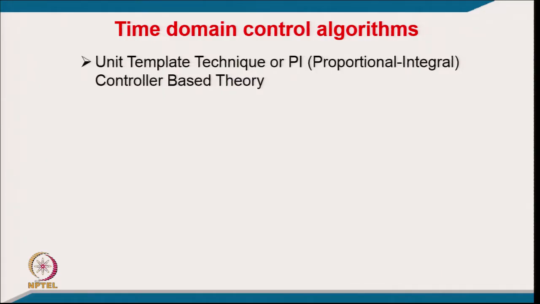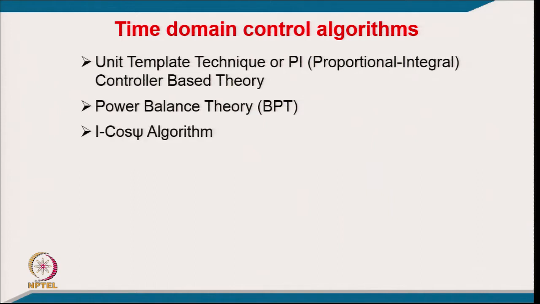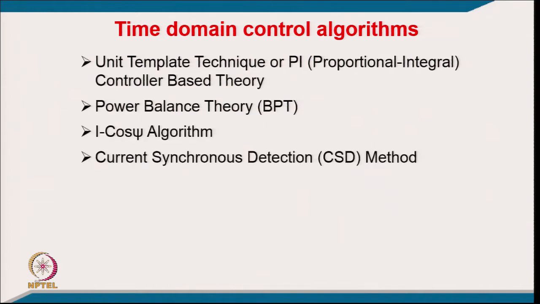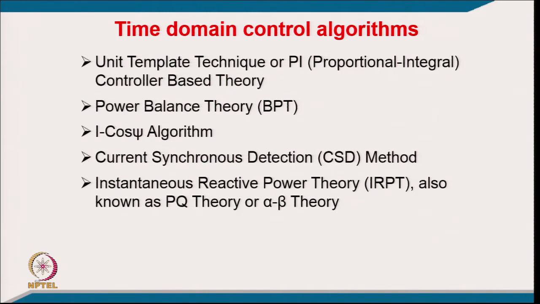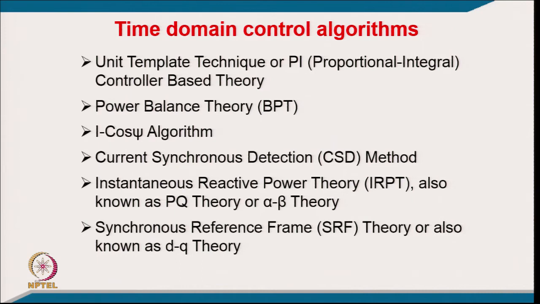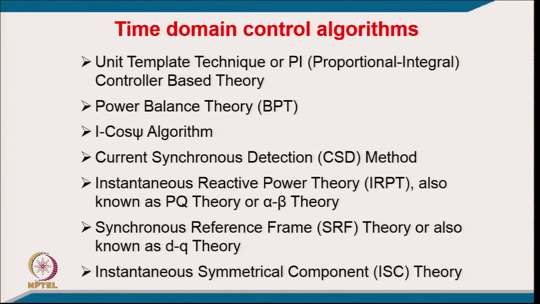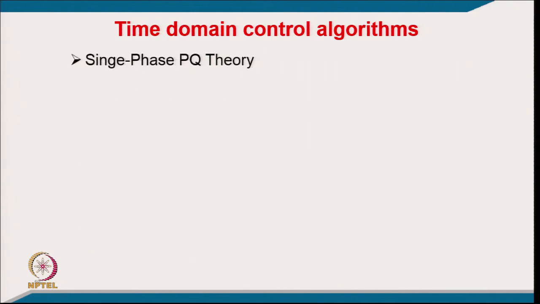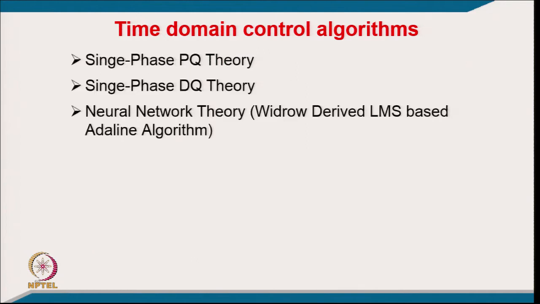The one category is time domain control algorithms, which consist of the unit template based algorithm or PI controller based algorithm, and another, power balance theory based control algorithm, then ICOS phi algorithm, current synchronous detection algorithm, and instantaneous reactive power theory, also known as PQ theory or alpha beta theory, then synchronous reference frame theory, also known as DQ theory, and instantaneous symmetrical component theory, then single phase PQ theory, single phase DQ theory, and neural network theory.